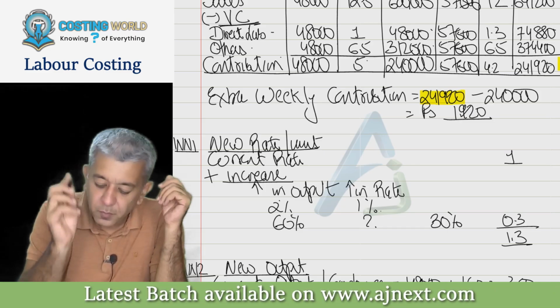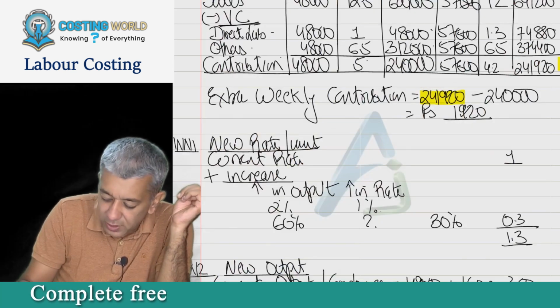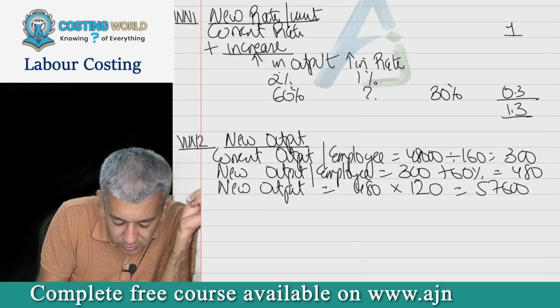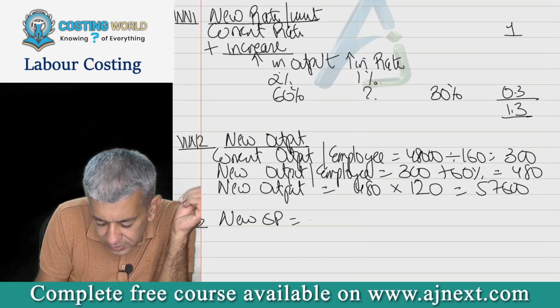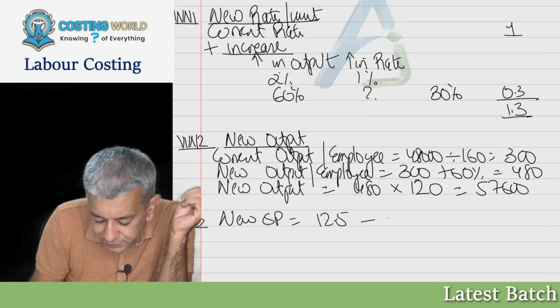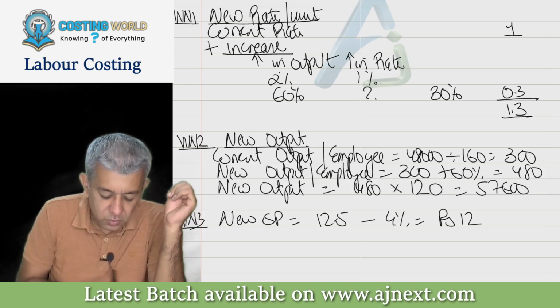Now see, I've done one part of this particular question. Just you all can do one small thing. Working note 3, one liner only actually. New selling price is equal to 12.5 minus 4%, which is equal to rupees 12.